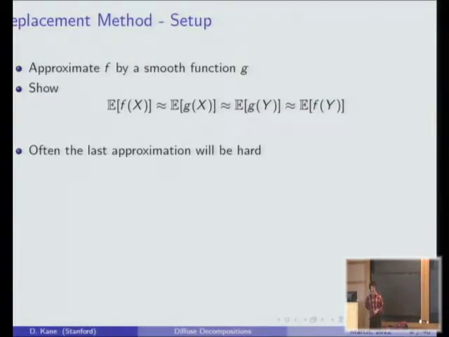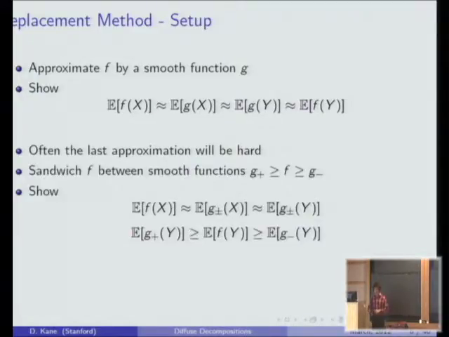Now, for technical reasons, it will often be the case that the last of these approximations is hard. And so to avoid actually proving this last approximation directly, we'll sandwich f between two smooth functions, g plus and g minus. So once we have the first three approximations, we have the expectation of f of x is approximately the expectation of g plus or minus of y. We can sandwich the value of f of y between those and get around having to prove the last thing. So in practice, we'll always be using sandwiching functions, but for simplicity in the analysis that we'll be giving, we'll just assume that we can pick an approximation and just show the first two of these steps.